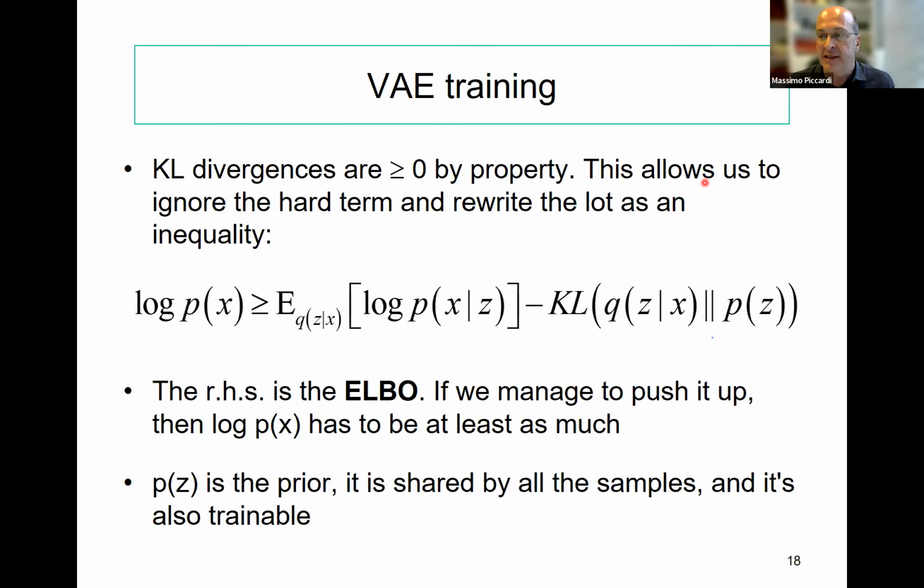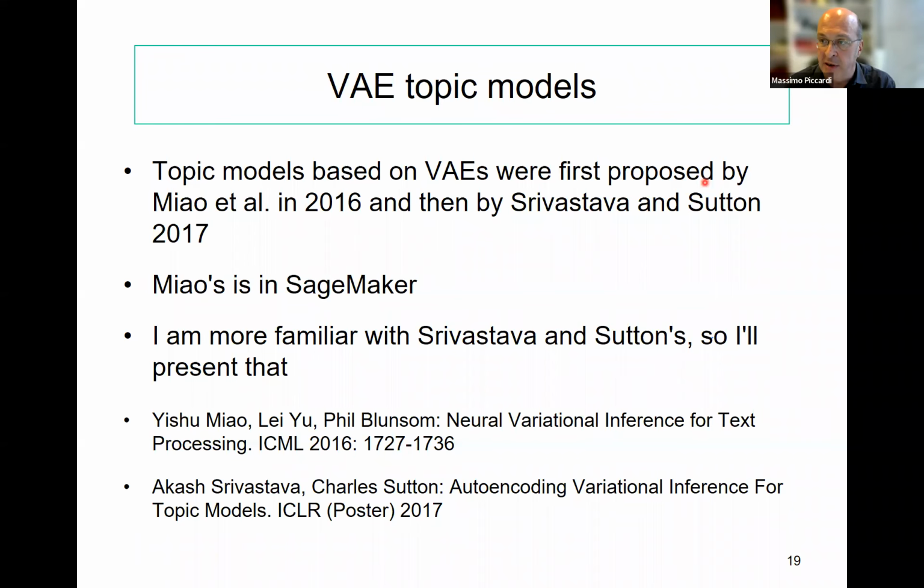So the very next step, obviously, is how to make use of this in topic modeling. The very first paper I'm aware of that used a variational autoencoder for topic modeling is this Miao paper from 2016. The year after, Srivastava and Sutton, 2017, published a slightly different model. Miao's model is probably what, if you ask people what is a neural topic model, which means a variational autoencoder topic model, they will point you to. Miao's is in SageMaker. So if you do a search for neural topic models in SageMaker, you'll come up with the Miao algorithm, which is part of the library. I'm more familiar, because of Amit's work, with Srivastava and Sutton's model, so I will present that model in the coming slides. Almost equivalent in some sense, very similar.